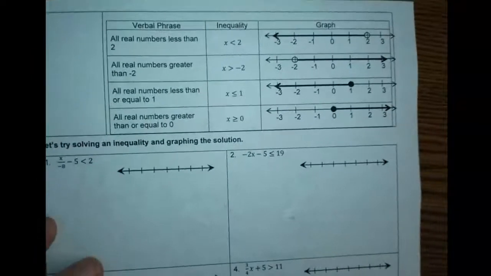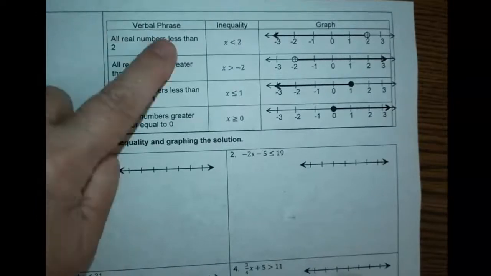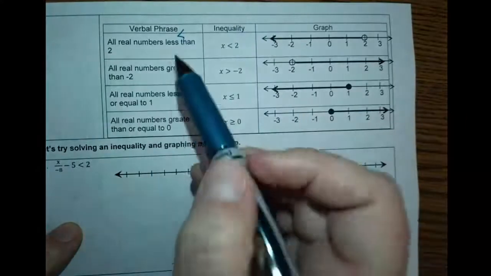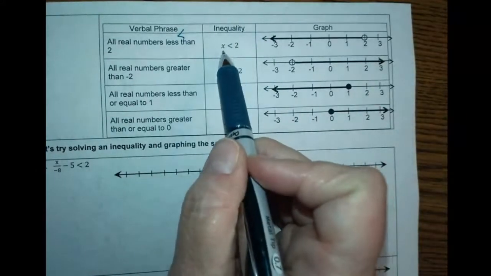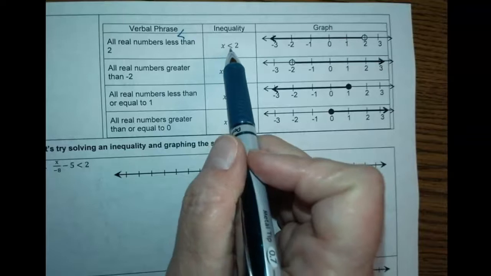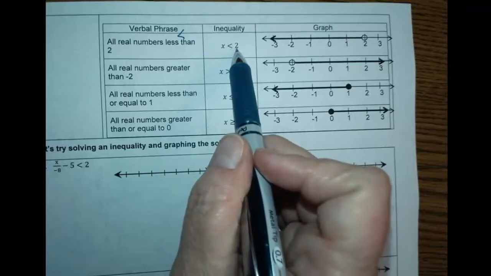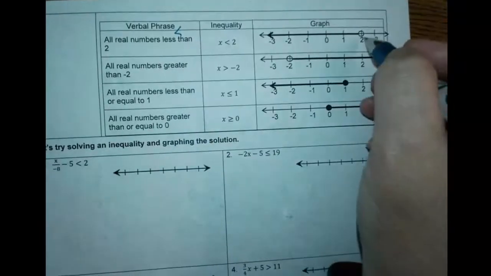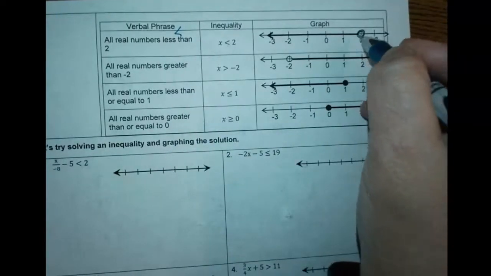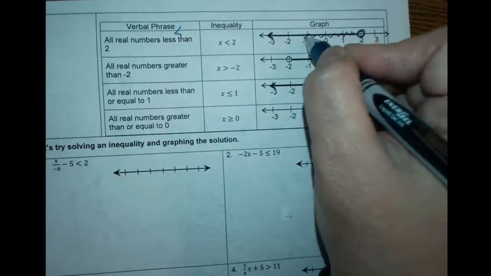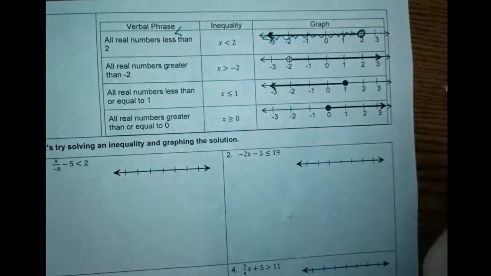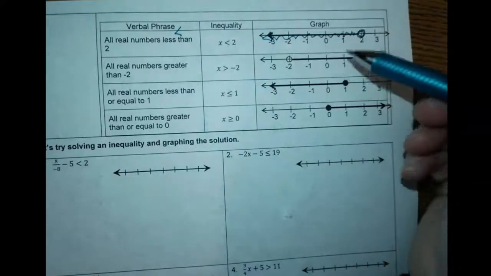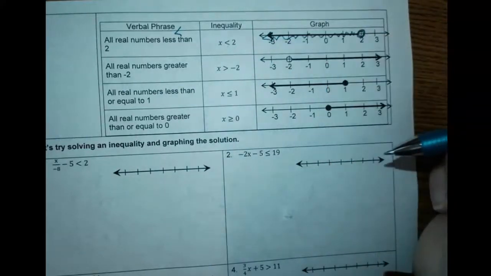So we have a verbal phrase here. All real numbers less than. So less than is this symbol. And when we translate that, we have all the numbers that are less than 2. So when we go to graph this, there's not an equal sign, which means an open circle. So above 2, we're going to put an open circle, and then we're going to shade everything that goes to the left, because that's less than 2. All those numbers are less than 2, and it goes forever and ever and ever to the left.